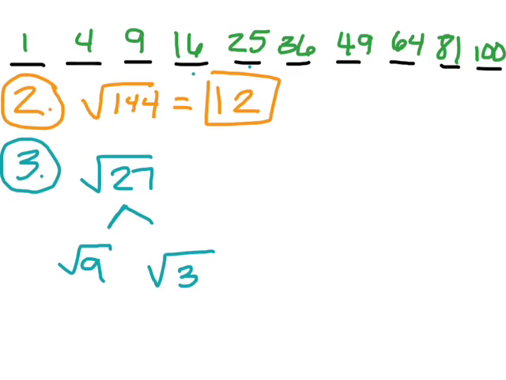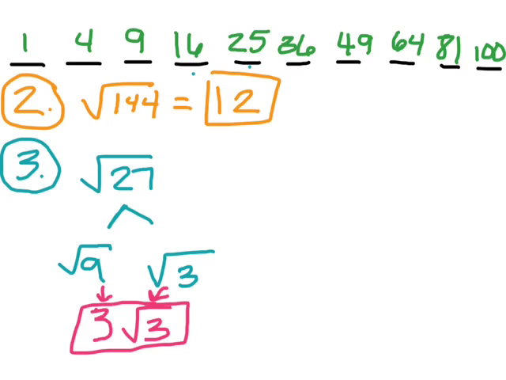So then, take the square root of the perfect square. The square root of 9 is 3. And then we can't take the square root of 3, so that just drops down. And then there's your final answer.